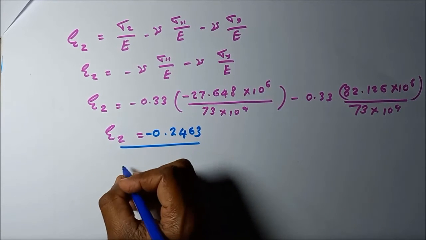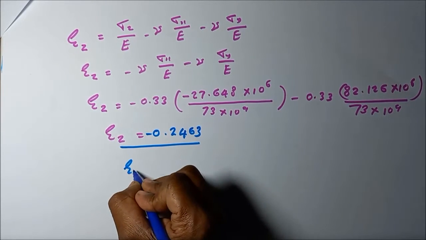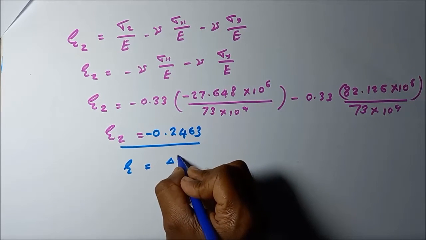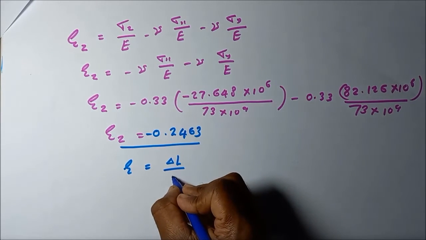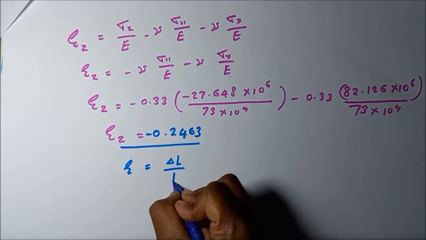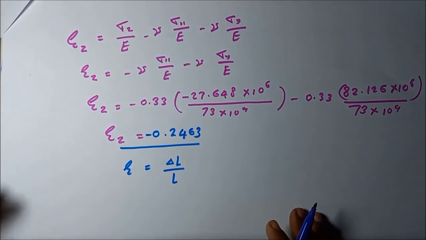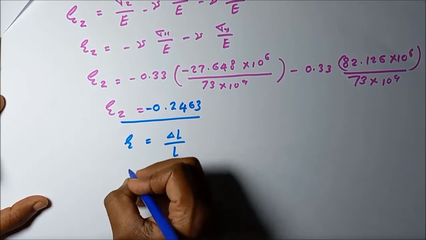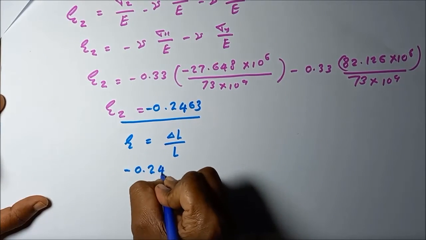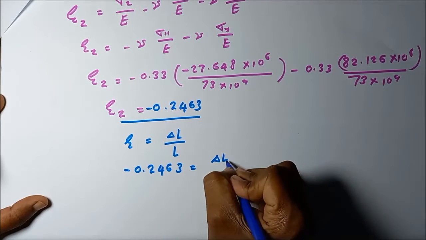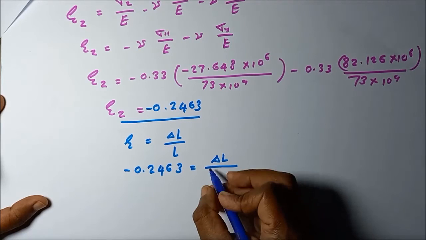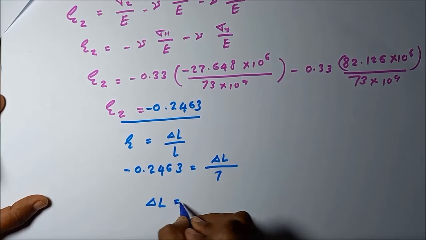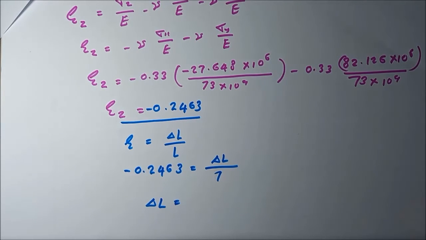If you know the strain in z direction, we can easily calculate the change in the dimension. You already know strain is equal to delta L divided by the original length. That is the basic equation for linear strain. Here, what is the strain? Minus 0.2463. Delta L is the change in the dimension, the change in the thickness. The original length is 7 millimeter. So then we can make delta L the subject.